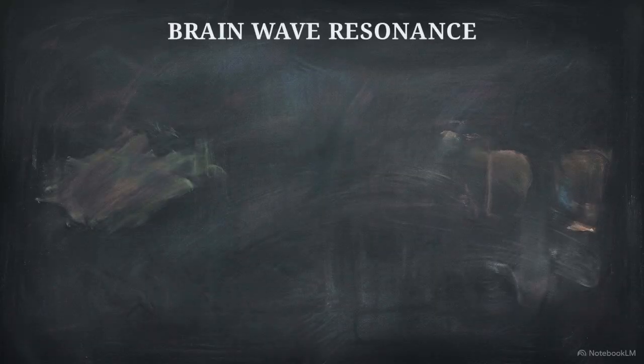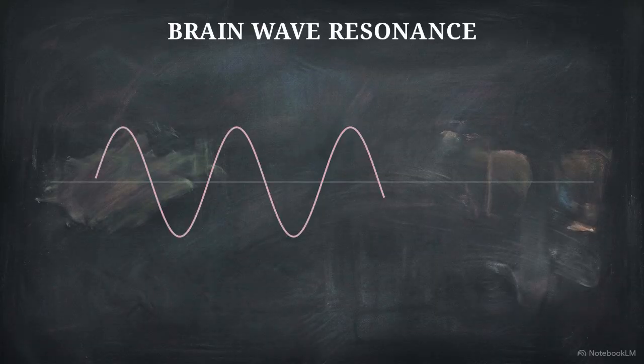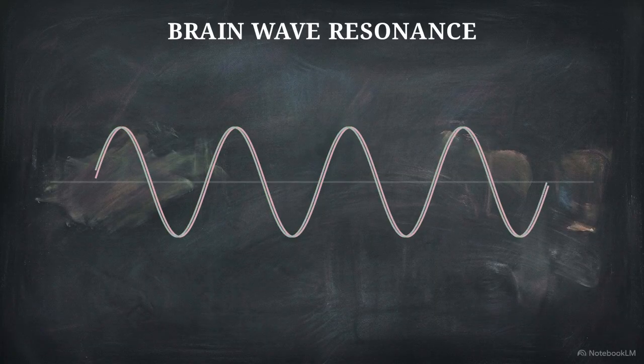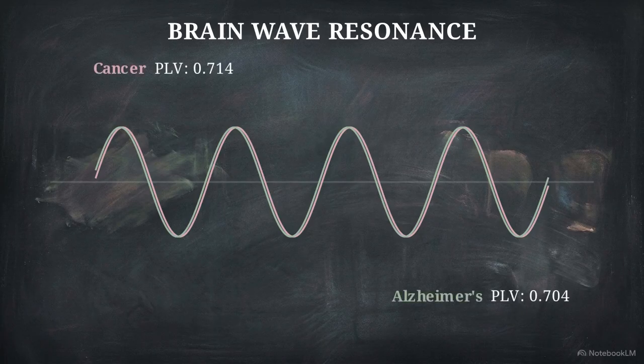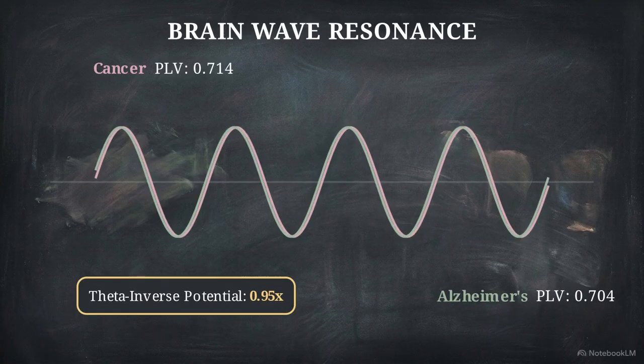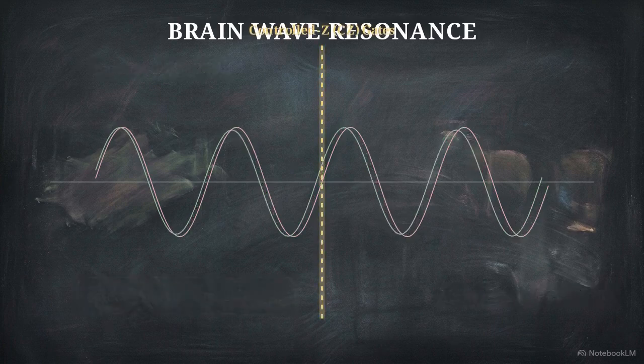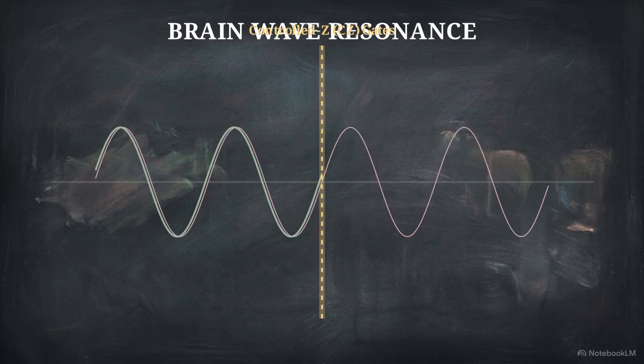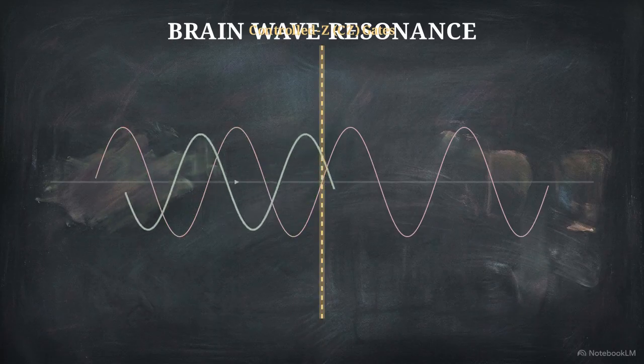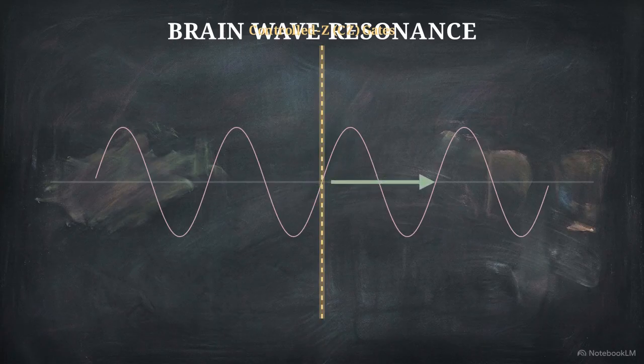This chart visualizes brainwave resonance. Despite opposing physical outcomes, the cancer and Alzheimer's states produce nearly uniform neural coherence signatures, aligning at 0.714 and 0.704. Because the frequencies are identical, the system calculates a 0.95x theta inverse potential. The engine routes this calculation through an entangling layer, using controlled Z gates to act as a mathematical mirror.